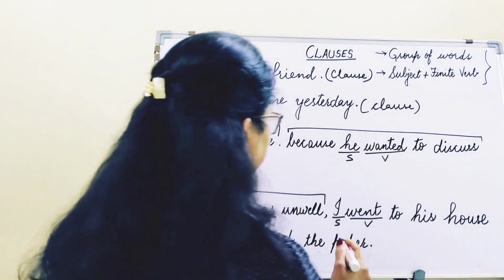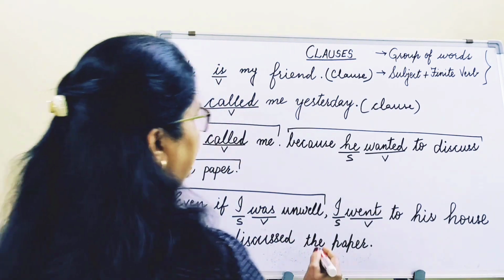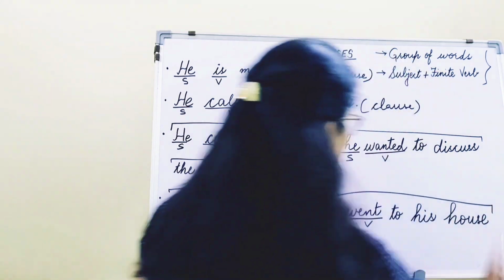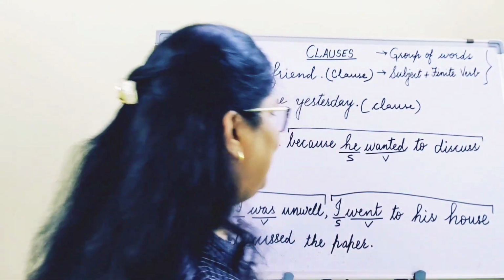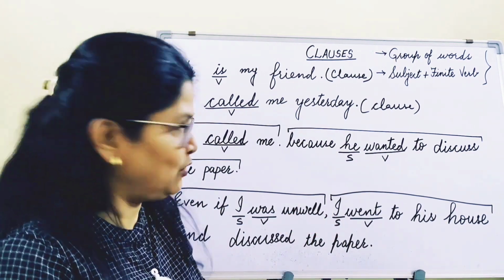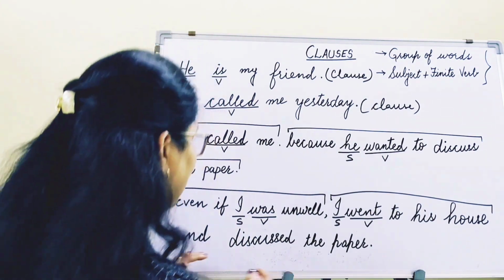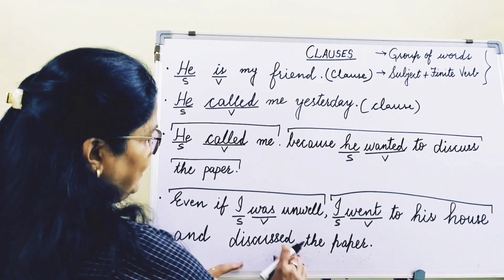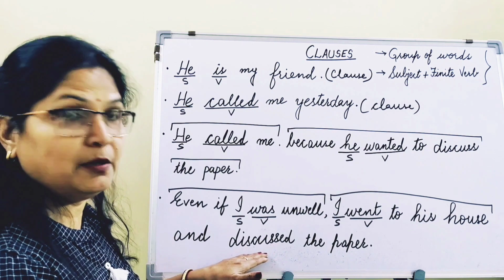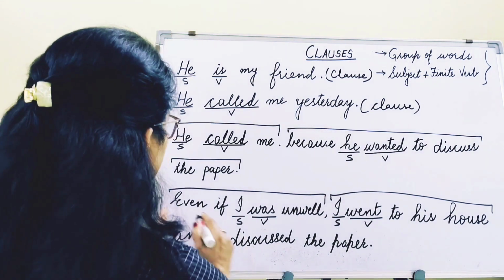Okay, remember. I went to his house and discussed the paper. You see this part only. I went to his house. If I put a full stop here, then it can be an independent clause. Yes, मैं उसके घर गया. It's an independent clause. And discussed the paper. Here there is no subject. You must be thinking, discussed is a verb, but there is no subject. So the subject-verb combination is not there. Understood?